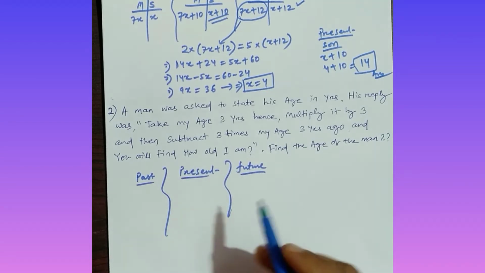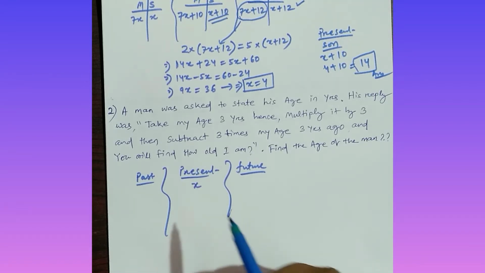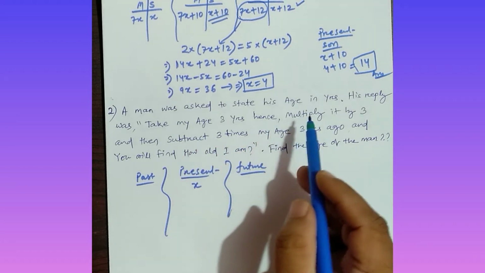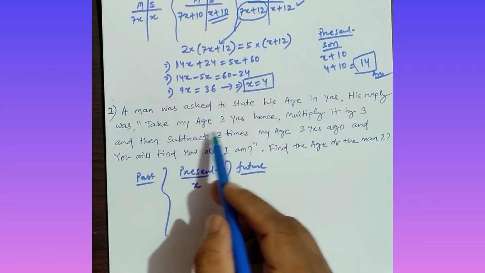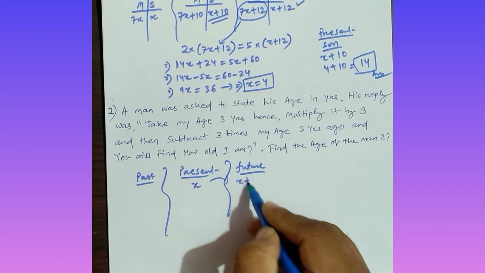Okay, let's suppose the man's present age is X years. The man is asked to state his age in years. His reply was, take my years 3 years hence. Matlab after that it becomes what? X plus 3. Just look at here.